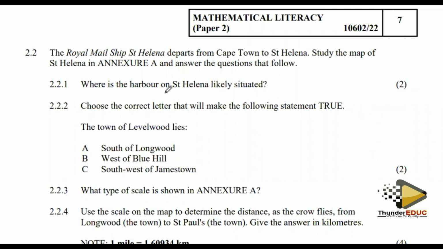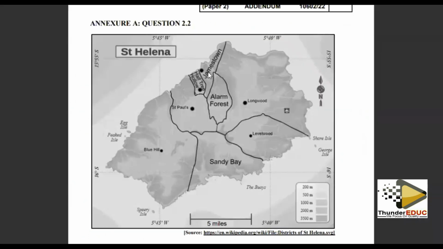Where is the harbor on St. Helena likely situated? We go to the map and we see which town we have here. Where is it likely to be? Definitely it can't be inside. So it has to be outside here because this is water, and a ship can't be on the land. It's supposed to be inside the water.